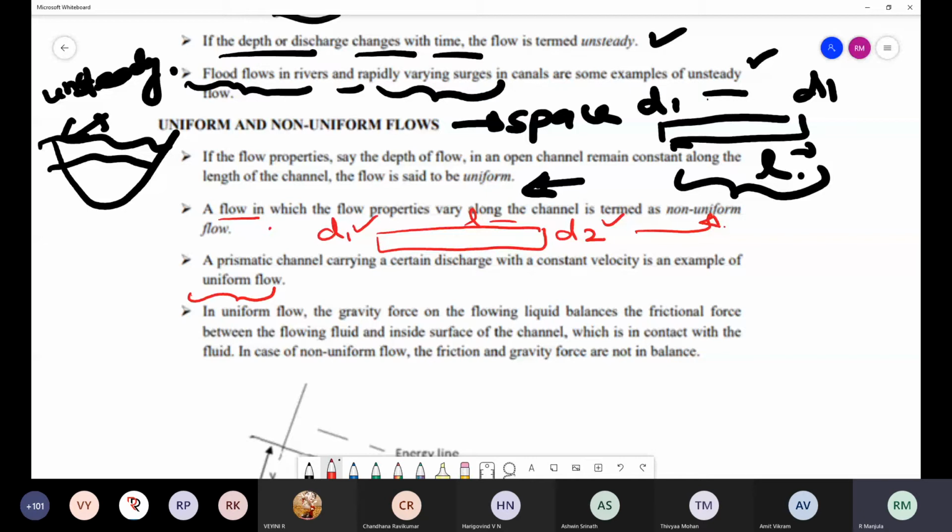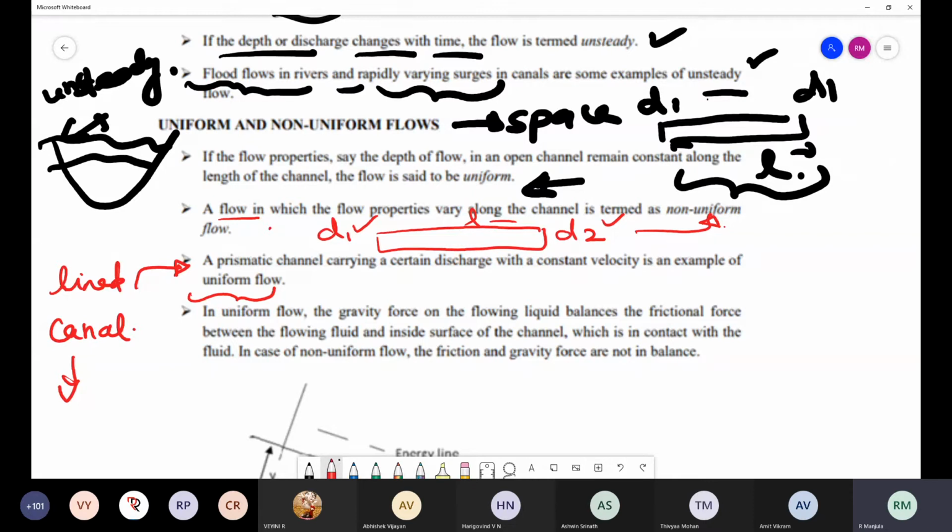Can anybody say, just now I have discussed, what is a prismatic channel? The cross-sectional shape, size, and bottom slope are constant in the channel. Yes, if the channel's size, slope, shape, and bottom slope are everything constant, then it is a prismatic channel, right? So all the lined canals are prismatic. Lined canals are prismatic channels.